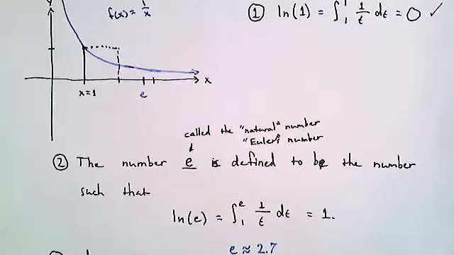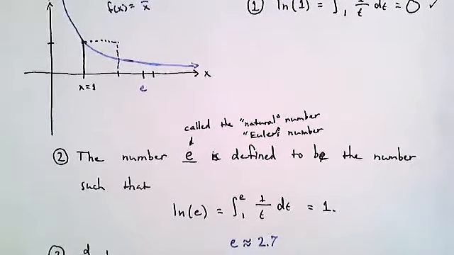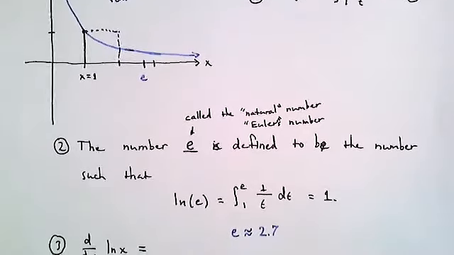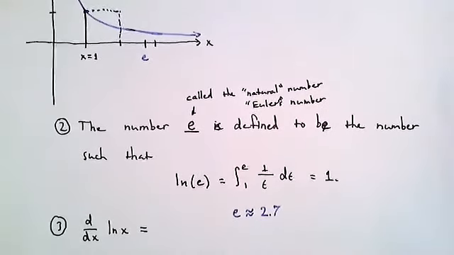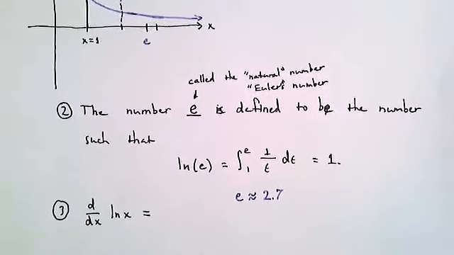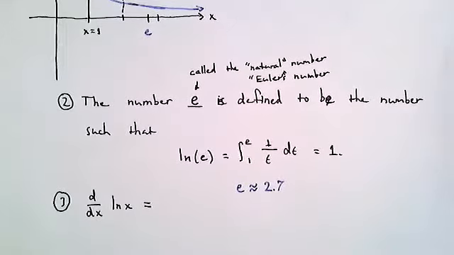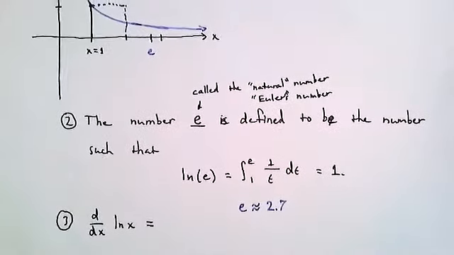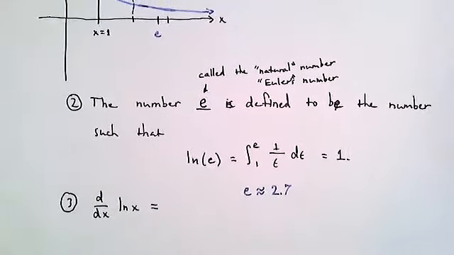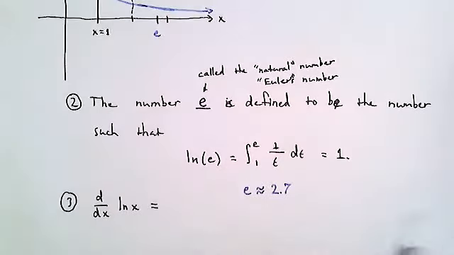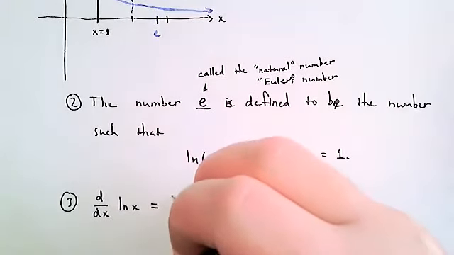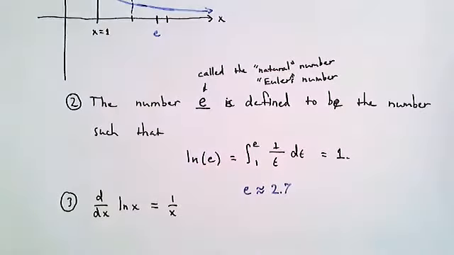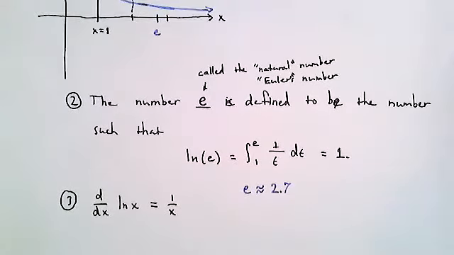There are ways to actually calculate e. We won't talk about those at this moment, but that's what it's defined to be. Okay, and then my third property, we want to look at the derivative of the natural log. And this one, maybe you can tell from the definition already, but it's going to be 1 over x.